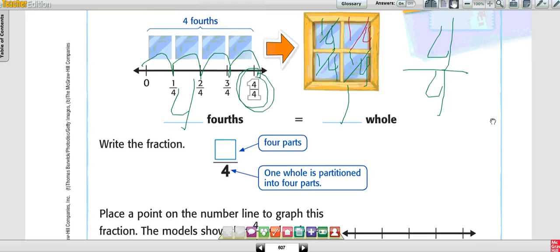Write the fraction. So it says 1 whole is partitioned in 4 parts. So here's the whole window, and there are 4 sections, right? Okay, and then the 4 parts, the 4 goes there. So it should go 4/4 equals 1.